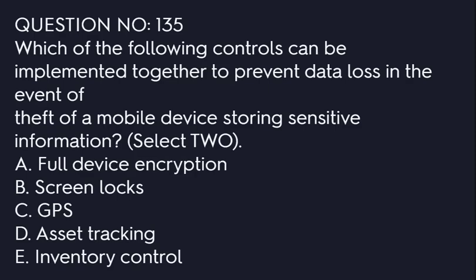Question number 135. Which of the following controls can be implemented together to prevent data loss in the event of theft of a mobile device storing sensitive information? A. Full device encryption, B. Screen lock, C. GPS, D. Asset tracking, E. Inventory control. A, B.